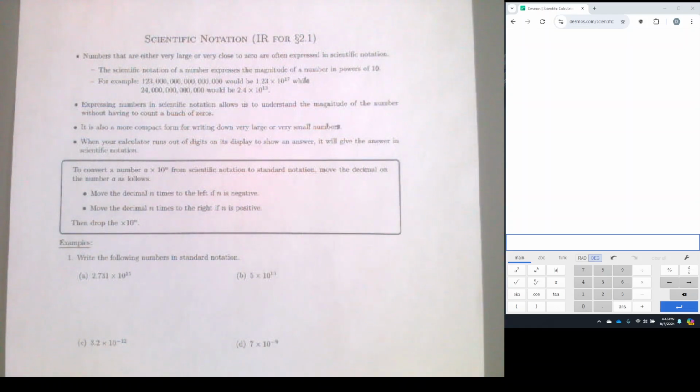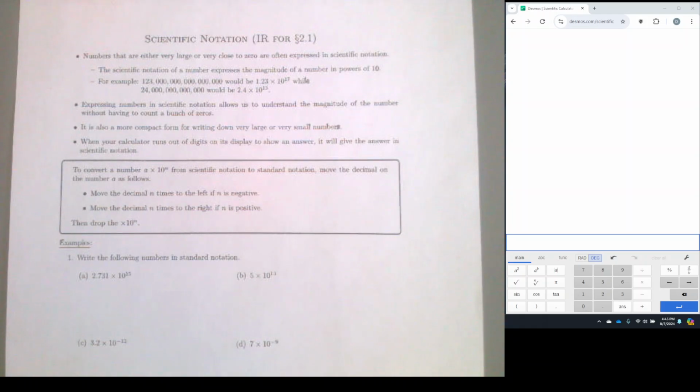As we move into Chapter 2, which is all about probability, we are going to occasionally encounter some very large numbers and some numbers that are very close to zero. When that happens, our calculators will oftentimes express the answers in scientific notation, because scientific notation is a much more compact way to write out the answer.